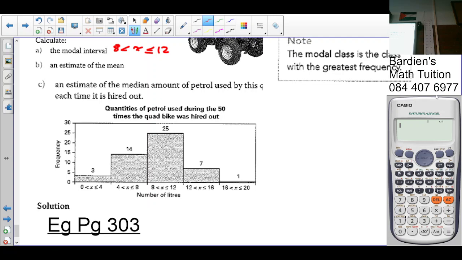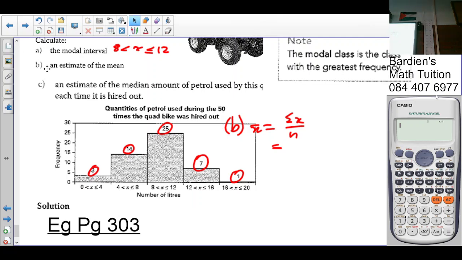an estimate of the mean. So how do we calculate the mean? How do we normally calculate the mean? It's going to be the sum of the numbers divided by the number of numbers there. Not so? So how many numbers are here in total? 3 plus 14, which is 17, plus 25, or 17 plus 25, 42, plus 7? 49, plus 1? 50. But we also knew that it's 50 by the introduction to the sum.